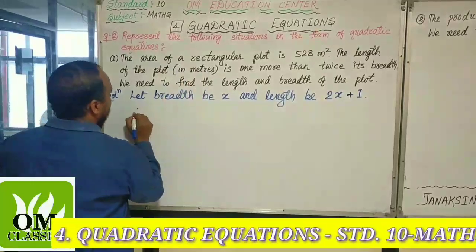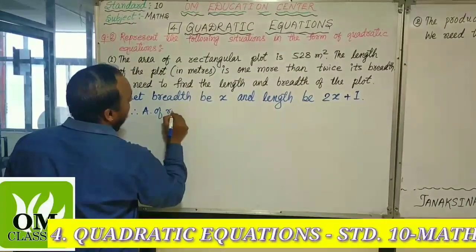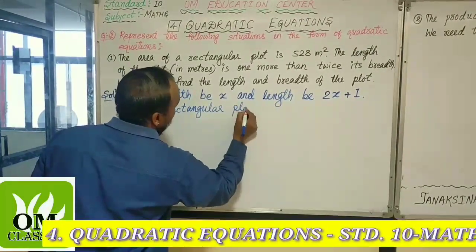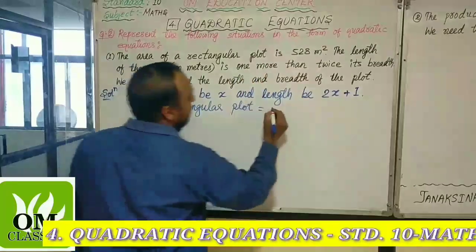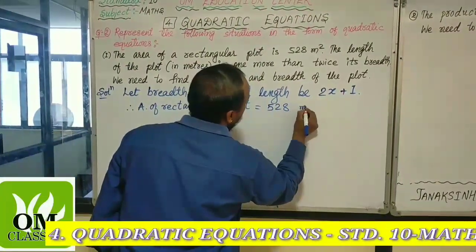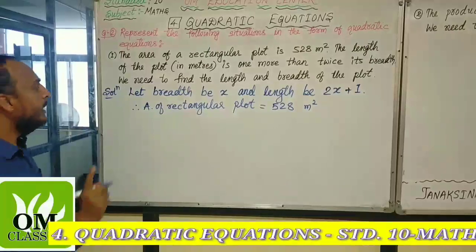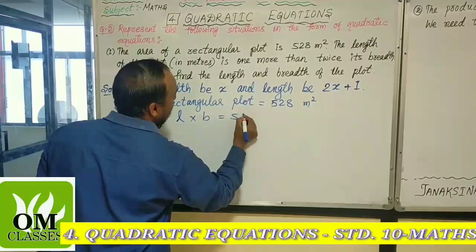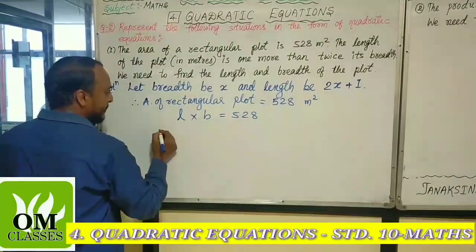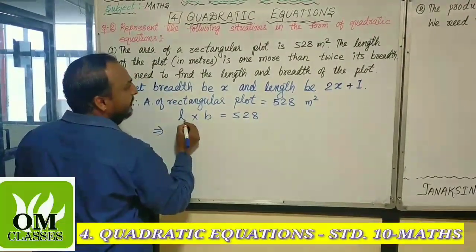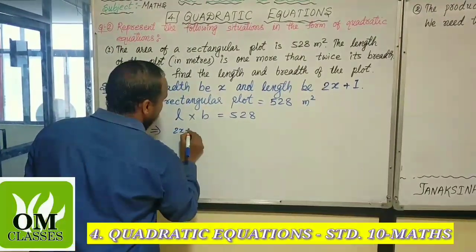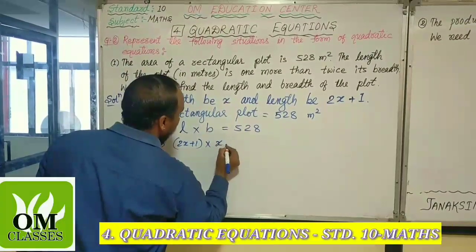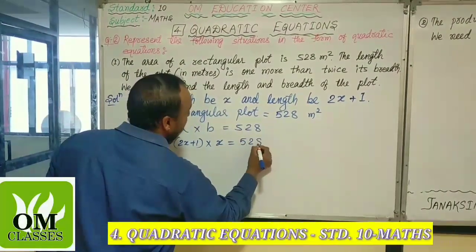Now we know that area of rectangular plot कितना दिया हुआ है आपको? It is given as 528 meter square. इन शॉर्ट 528. Now what is area of rectangular plot? L into B is equal to 528. Means if we write what is your length, length क्या लिया था हमने? 2x plus 1. What is your breadth? Into breadth means we have taken x is equal to 528.